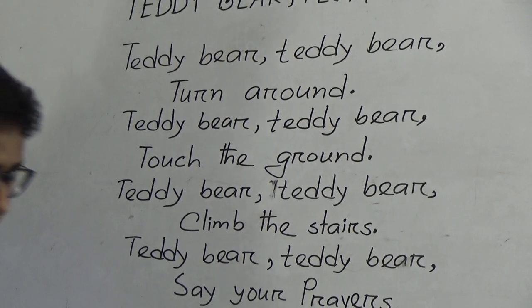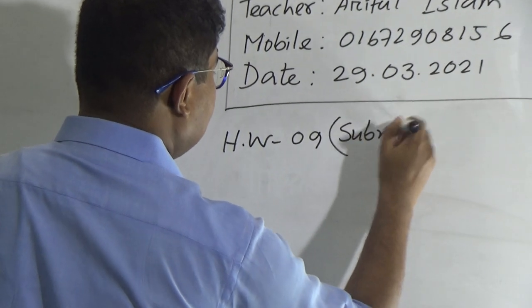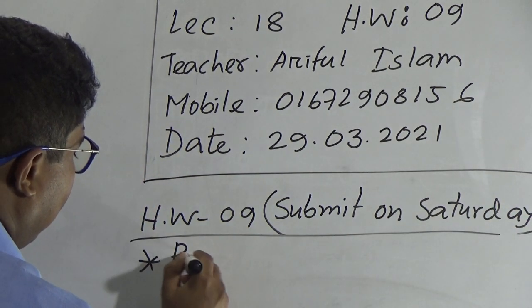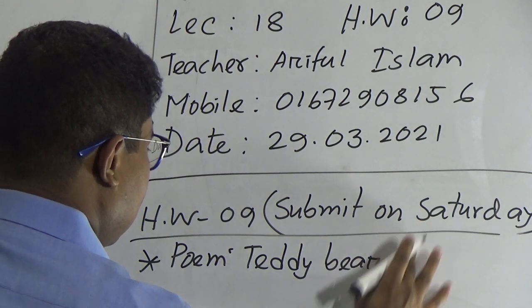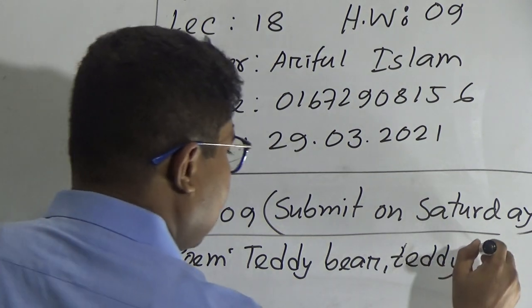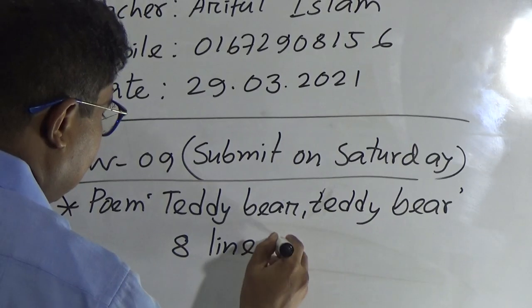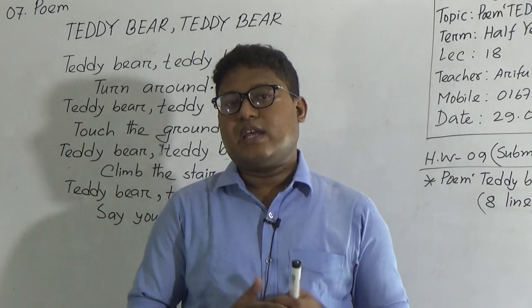So, my dear students, your step will be, come here, my dear students, your SW will be SW 9, submit on Saturday. You have to submit every Saturday. What is your SW? Poem, teddy bear, 8 lines. We will read only 8 lines of the poem. So your SW will be SW 9, submit on Saturday. Poem, teddy bear, 8 lines. So, my dear students, do your SW at home and submit on Saturday from 9 a.m. to 3 p.m. in this library.